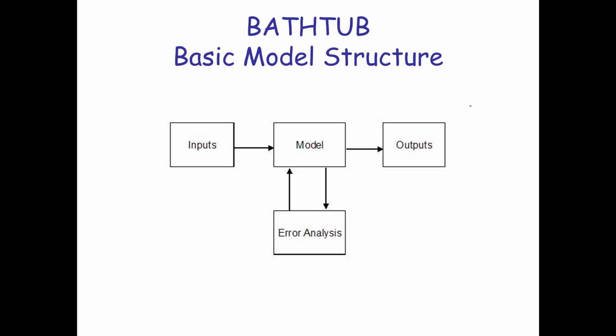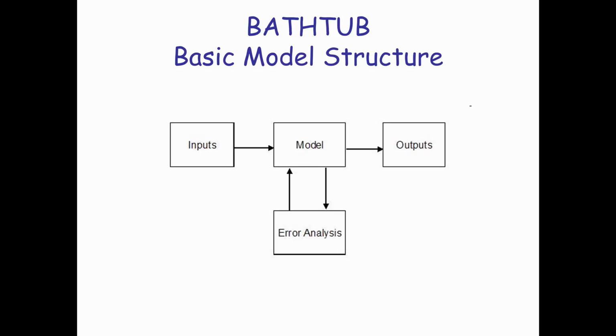The basic structure of the Bathtub model is you've got inputs. You have the model that takes those inputs and transforms them into an output. The model does allow for some error analysis, so the inputs can have a range of values. So, for instance, rainfall you could input the mean value of the rainfall over a period of time, and then you could give upper and lower limits, what the range of that rainfall should be or could be.